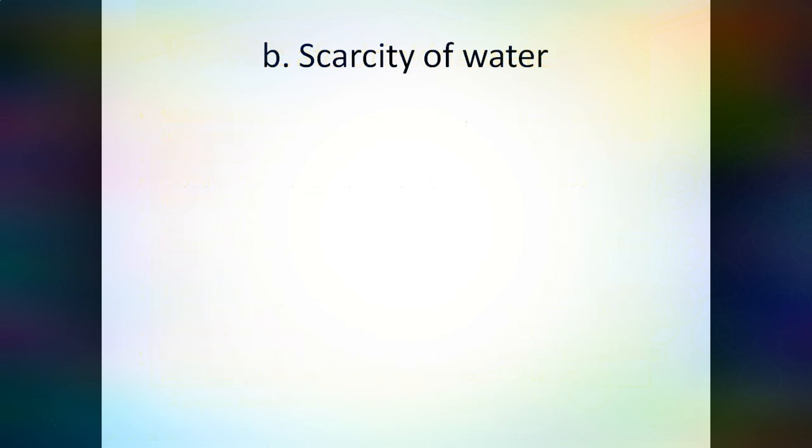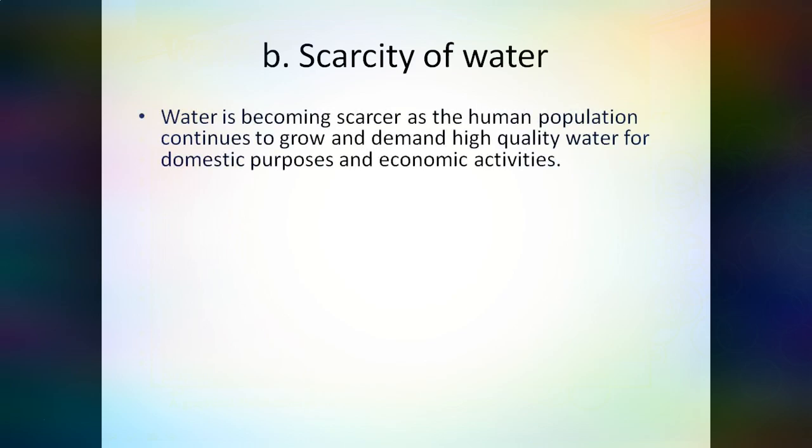तो सेफ ड्रिंकिंग वाटर के बाद अब हम शॉर्टेज ऑफ वाटर की बात करेंगे, scarcity of water की बात करेंगे. Water is becoming scarcer as the human population continues to grow and demand high quality water for domestic purposes and economic activities. तो जो इंसानी आबादी बढ़ रही है तो उसकी जो डिमांड है for high quality water for domestic and economic activities वो भी बढ़ रही है. Demand is also increasing.